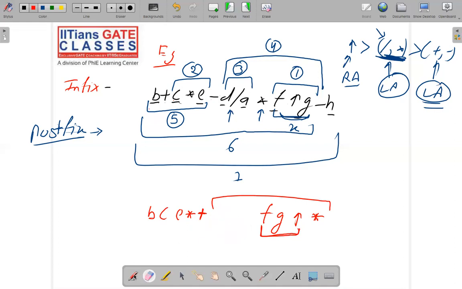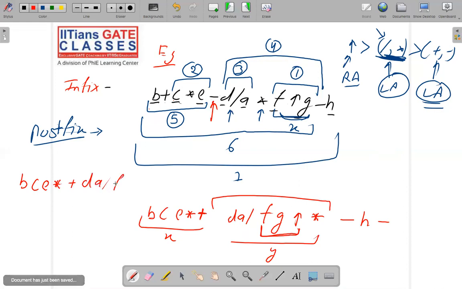Let me write it together. D A divide, this will have a value, this will have a value, and we are negating it. We are doing this operation. So consider this as X, consider this as Y, and we are doing X minus Y, right? So we will write the minus in the postfix expression here. Then we are doing minus H, so we'll do H minus here. So this is the ultimate postfix expression.